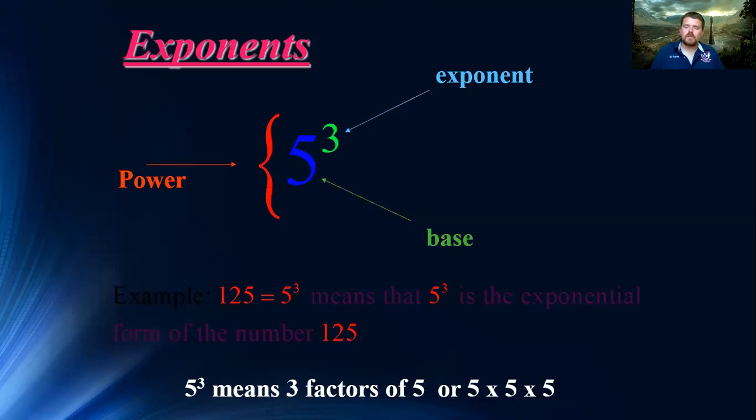Remember, when you're evaluating exponential expressions like this, it's not multiplication, right? This is not saying 5 times 3. When I have an exponent, when I have a superscript up top, that means that I am taking the base, in this case 5, and I'm multiplying it that many times. So 5 to the third power, or 5 cubed, is 5 times 5 times 5, which would be 125.